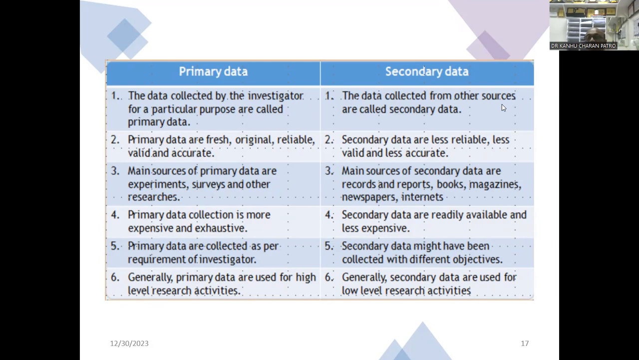Generally, primary data is due to a high level of research activity. But secondary data is collected from other sources. It's less reliable, less valid, less accurate, from reports, books, magazines, newspapers, internet. It is less expensive and has been collected for different objectives. Generally, secondary data is used for low level research activities. So primary data is the main and more valuable data. Secondary data is not much valuable.